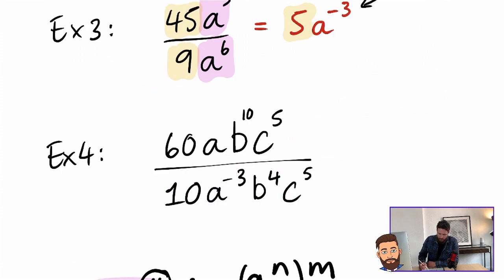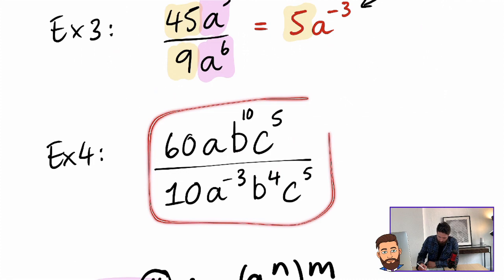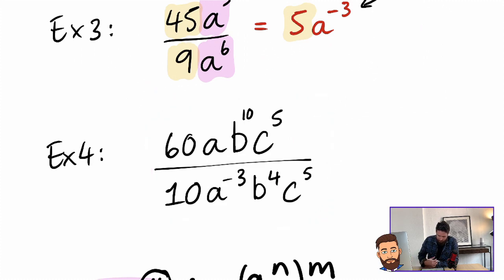Well, as you can see, there's a lot of things here, but we can break it down logically into each whole number and each base that is the same. So if we focus on the whole numbers first, we've got 60 divided by 10. Well, hopefully you can answer that in your own head. 60 divided by 10 is 6. So the first part of my answer is 6.